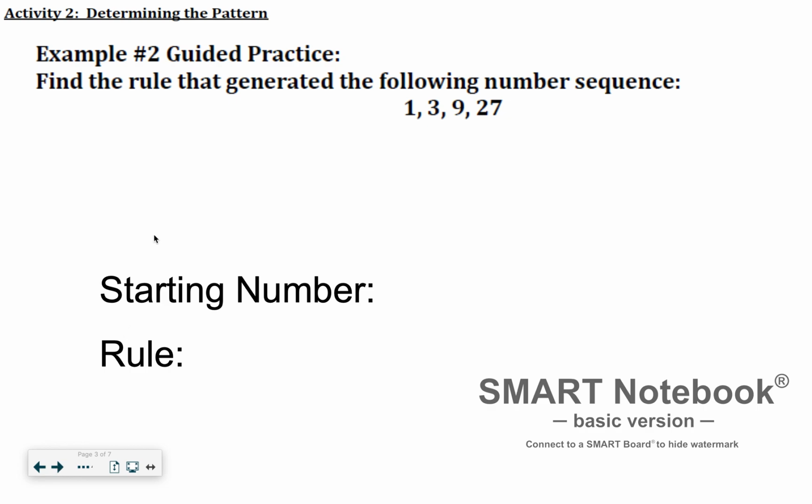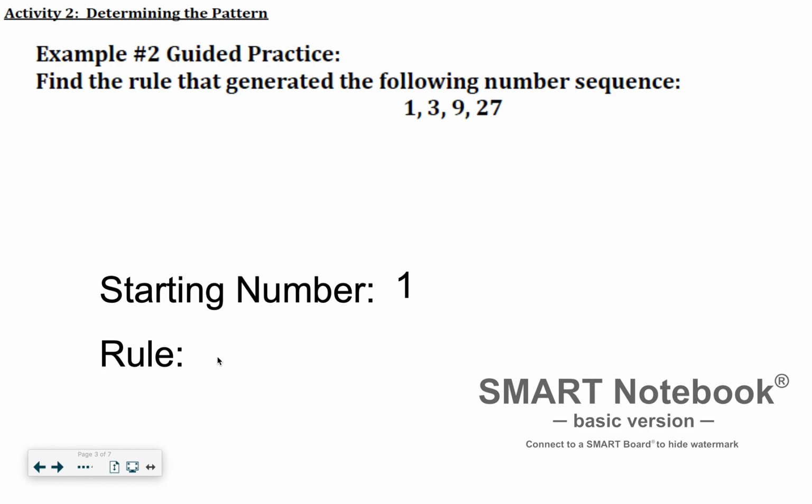Example number 2, guided practice. Find the rule that generated the following number sequence. What's the starting number in the sequence? The starting number in this sequence is the number 1. What do you notice about the way the numbers are changing? Are they increasing, which means getting larger, or are they decreasing, getting smaller? I notice that these numbers are increasing. What kind of rule could make a sequence increase? To get from 1 to 3, you can add 2. Maybe the rule is add 2.